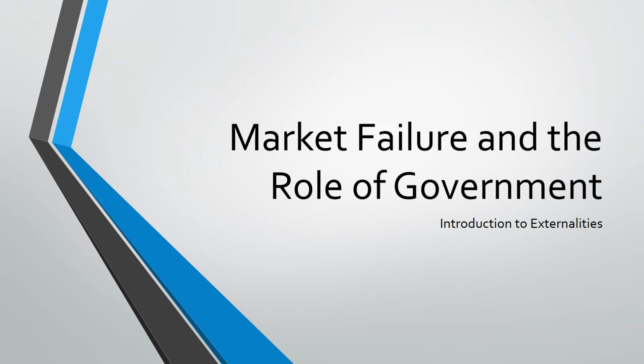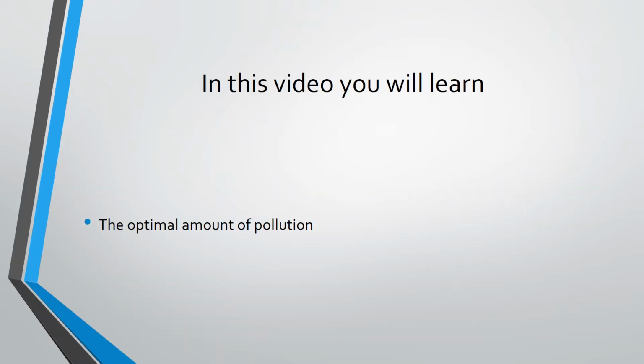Alright guys, welcome to this second part of this unit, Market Failure and the Role of Government. In this video we're going to talk about externalities. So, we're actually going to learn something kind of odd. The optimal amount of pollution. Let's see if we can try and do it.